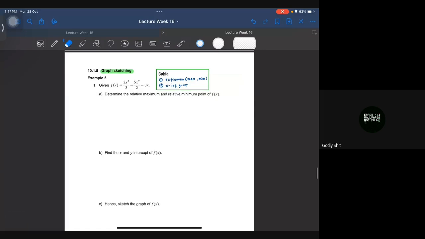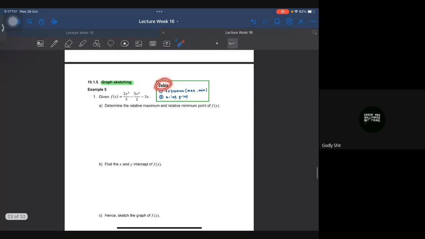10.1.5 graph sketching. Okay, so mana-mana pun awak pergi, awak takkan lari daripada graph sketching. Graph sketching dekat dalam chapter 10, awak akan belajar cara lain. So you are going to learn a different method on how to sketch a cubic punya graph. Awak dah pernah belajar dekat dalam chapter 5 hari tu macam mana nak lukis graf kubik. Dekat sini kita akan belajar lagi tapi kita akan gunakan ekstremum kita sekarang. We are going to use our minimum ataupun maximum point to sketch our graph right now.